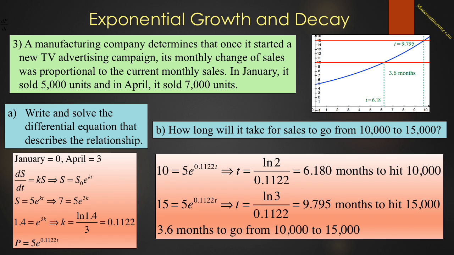To do the problem analytically, we first set 10 equal to 5e^(0.1122t), divide both sides by 5, and get t equal to the natural log of 2 over 0.1122, and that is 6.18 months to hit 10,000. We do the same thing, setting 5e^(0.1122t) equal to 15, and therefore t is equal to the natural log of 3 over 0.1122, which is 9.795 months to hit 15,000 units. Therefore, it takes 3.6 months to go from 10,000 units to 15,000 units.